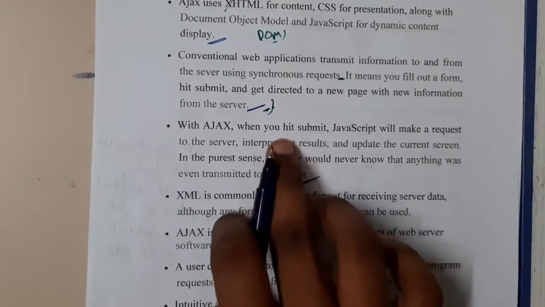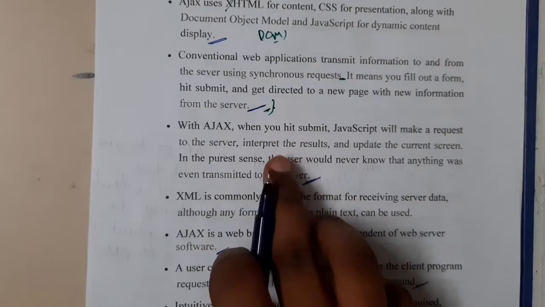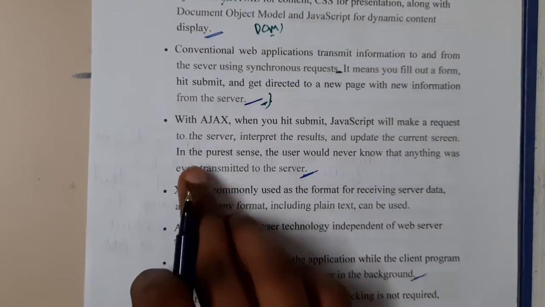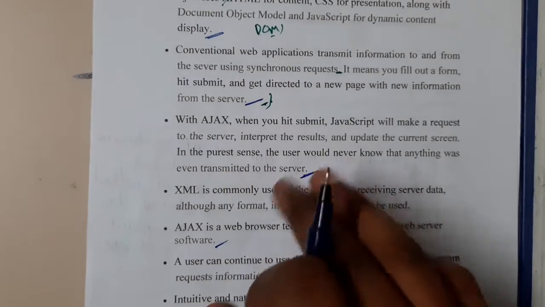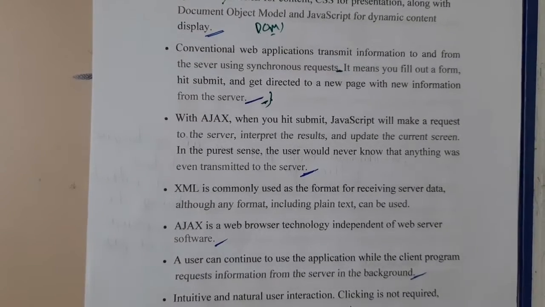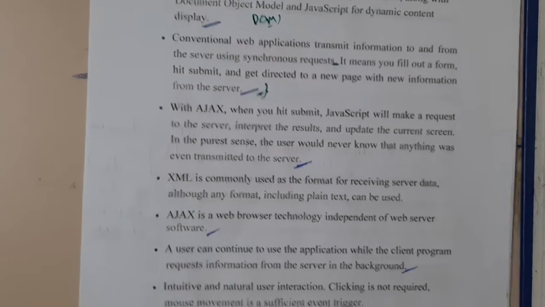Whereas with AJAX, when you hit the submit button, JavaScript will make a request to the server, interpret the result and update the current screen only. So in the sense, it is not updating the whole thing, guys. It is updating only the visual appearance in front of you. So that is the reason why AJAX will be more pleasing than refreshing the web page.